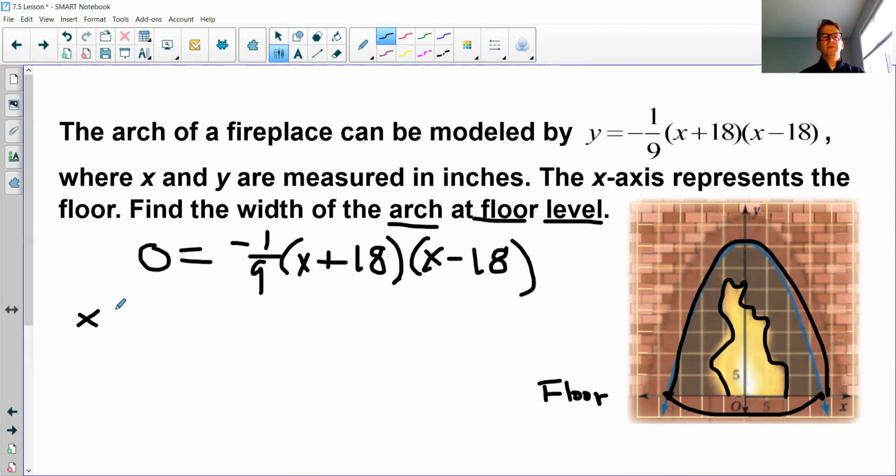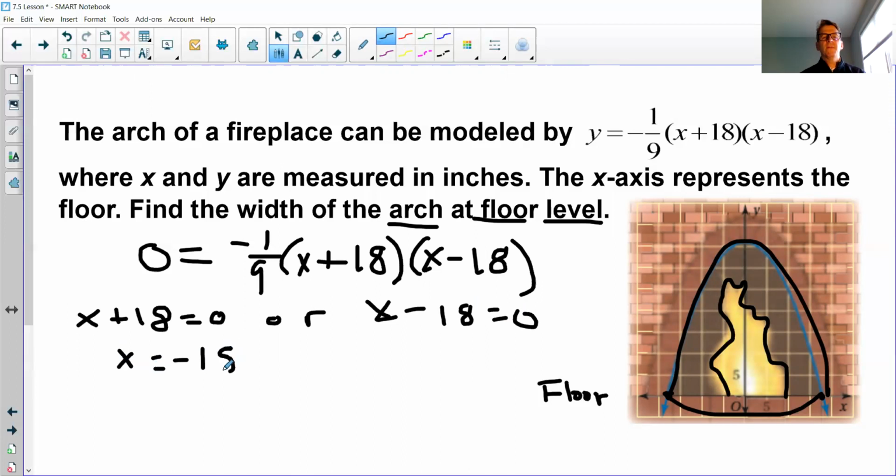So that tells you that x + 18 is 0, or x - 18 is 0. If you subtract 18 from both sides, you have x is equal to -18. And if you add 18 to both sides, you have x is equal to +18. So from the middle of the fireplace, you're going to have -18 on this side and +18 on this side.